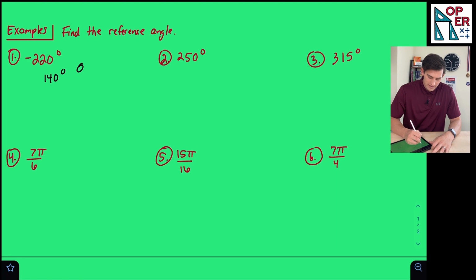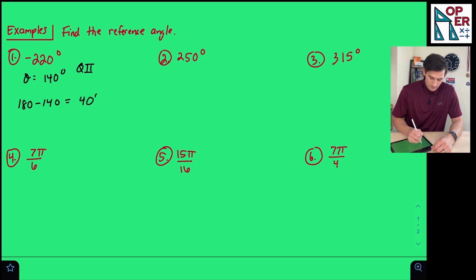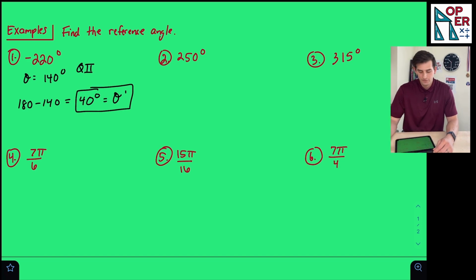Now we know that is in quadrant number 2. Quadrant 2 says we need to take 180 minus theta. So theta is equal to 140, and we do 180 minus 140 to get 40 degrees. This would be theta prime. So our reference angle for number 1 would be 40 degrees.